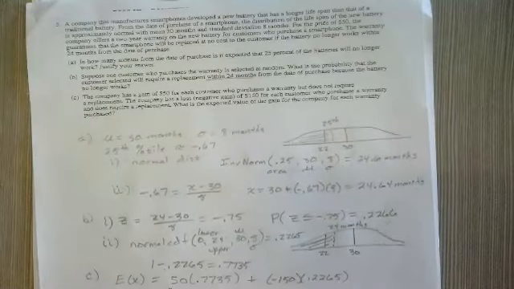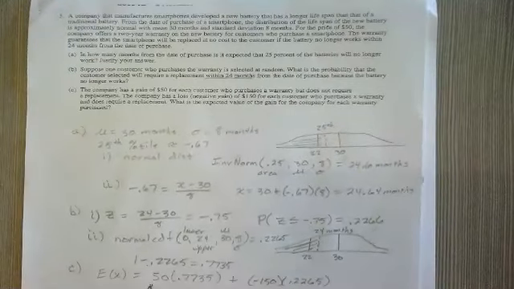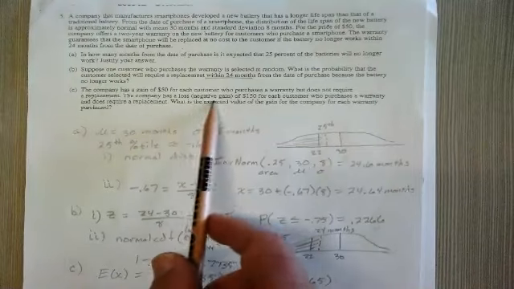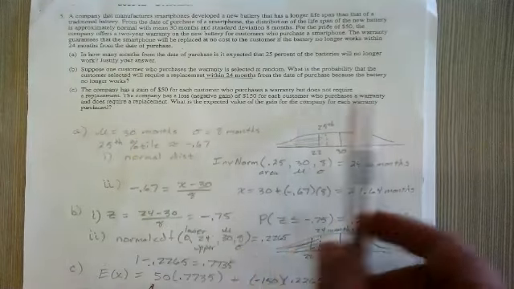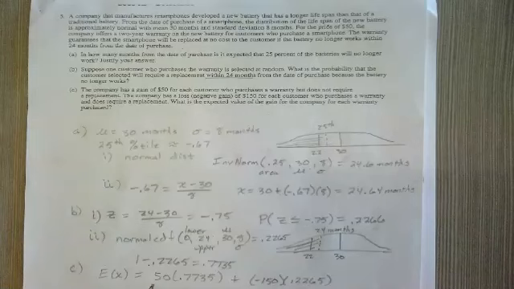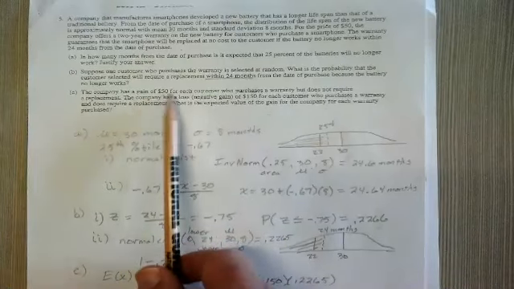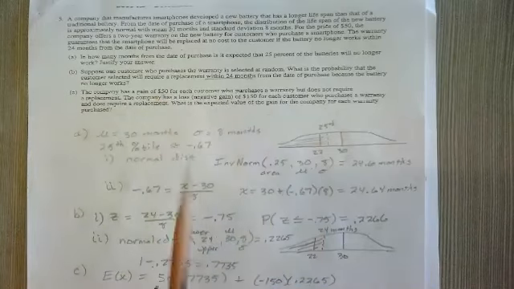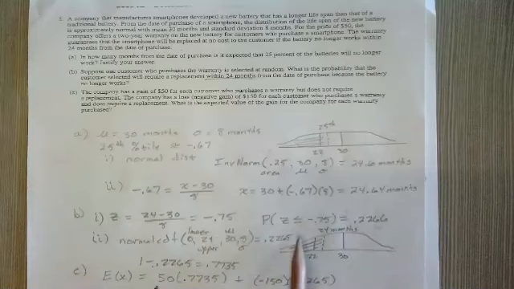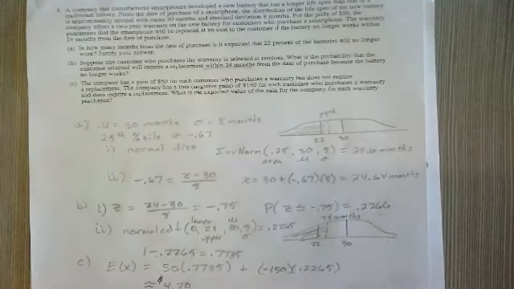We then look at part C. The company has a gain of $50 for each customer who purchases a warranty but does not require a replacement. That's good. The company has a loss or a negative gain of $150 for each customer who purchases a warranty and does require a replacement. So what is the expected value? Well, the expected value is the success times the amount of gain. Well, success on this problem is 1 minus the loss, the 0.2265 or 0.2266, whichever you pick.